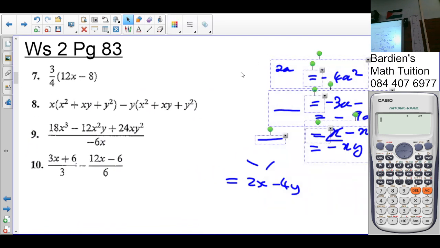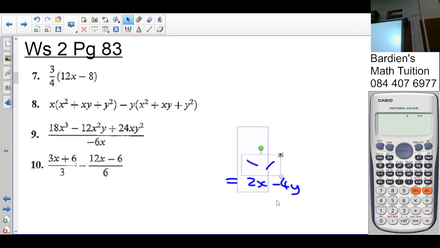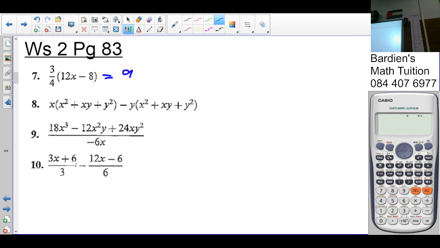Right, number 7. Your answer to number 7? 9x minus 6. You all agree with it? 9x minus 6. Is that correct? You all agree with that? Right, next. X cubed, y squared, y cubed. You all agree with that? Do I need to explain this one? Yes, okay. If one person says yes, it's fine. I like doing this stuff, okay.